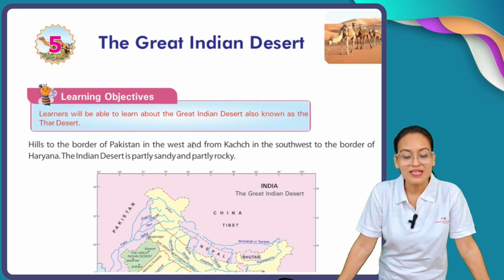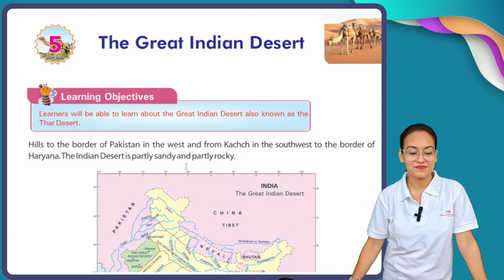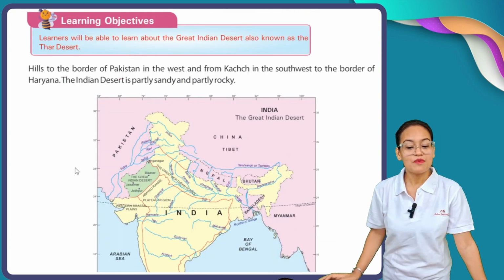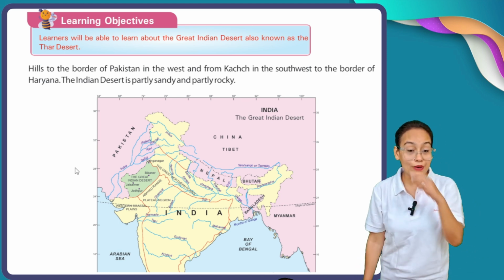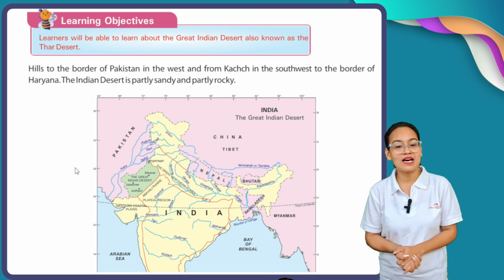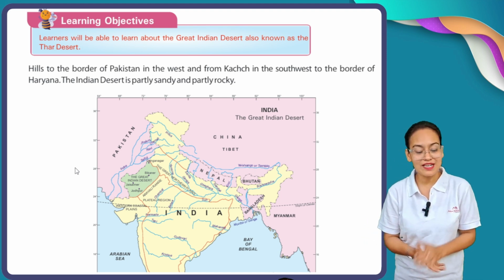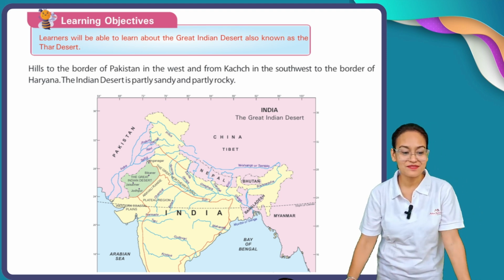Okay, so let's start the chapter. But before I start, I want to give you one small piece of information. See, the Great Indian Desert is also known as the Thar Desert. Okay, now let's start the chapter.